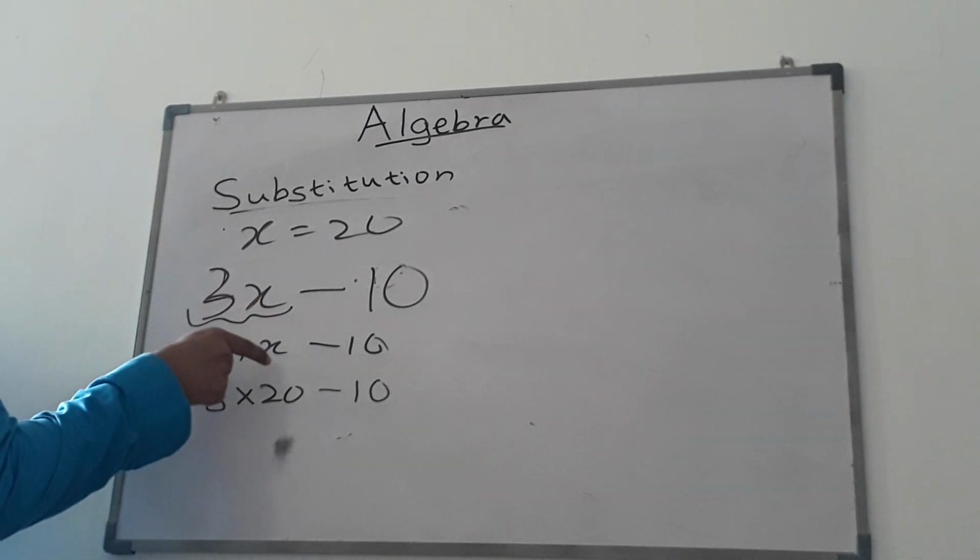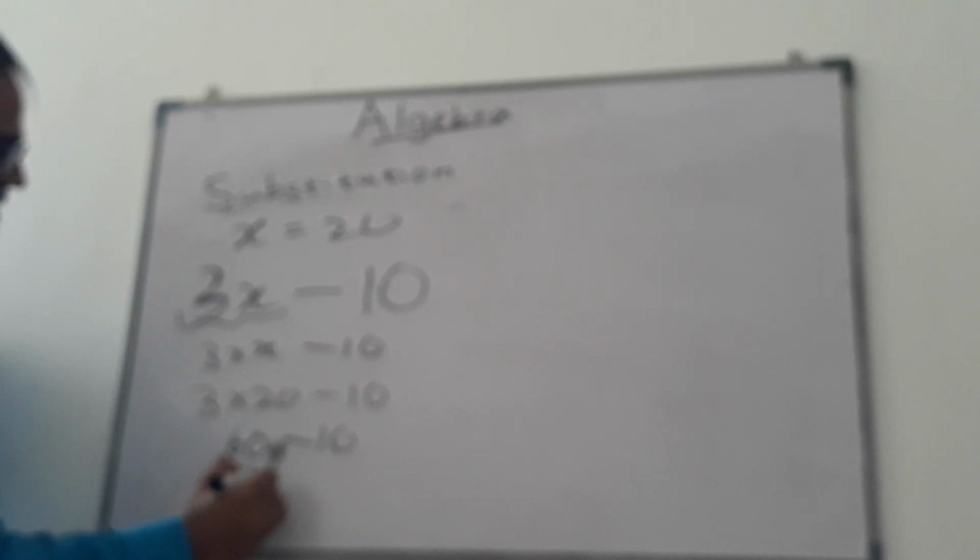I break 3x into 3 times x, minus 10. Now instead of x, I got 20. So 3 times x means 3 times 20 minus 10. So this is 60 minus 10. Check and see whether the value is correct. 3 times 20, according to my knowledge, it should be 60. 60 minus 10, answer is 50.